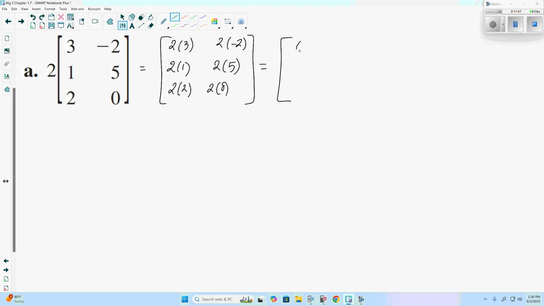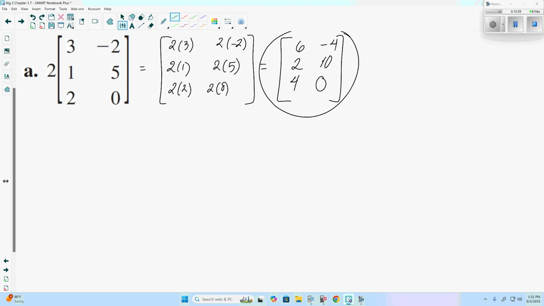2 times 3 is 6. 2 times negative 2 is negative 4. 2 times 1 is 2. 2 times 5 is 10. 2 times 2 is 4. And lastly, 2 times 0 is 0. That's it. Questions on scalars? I think we don't need to see another example of scalar.